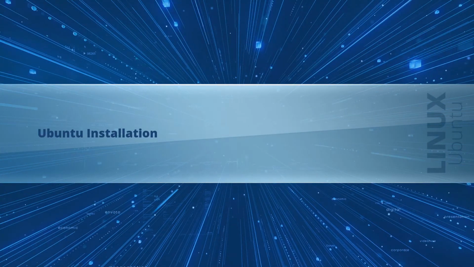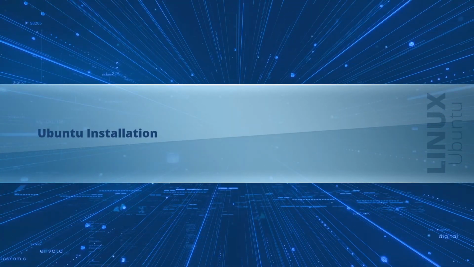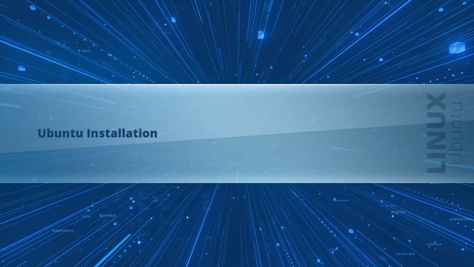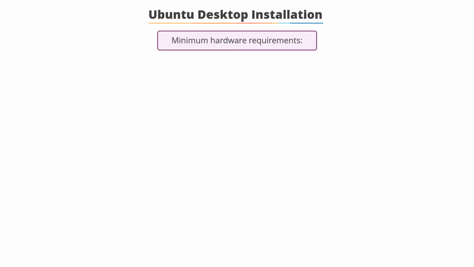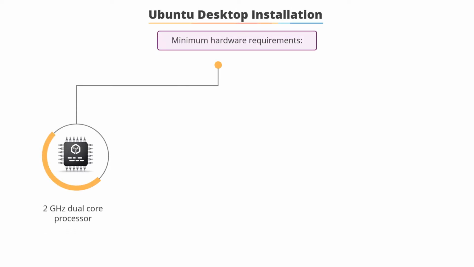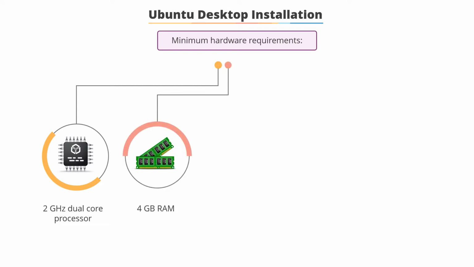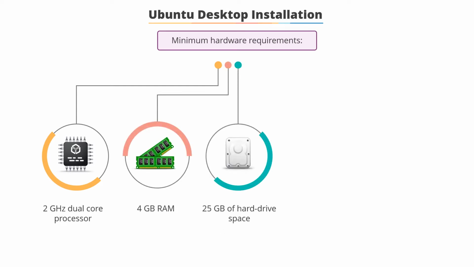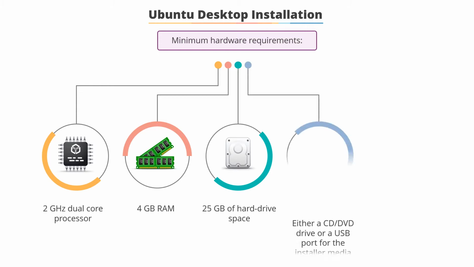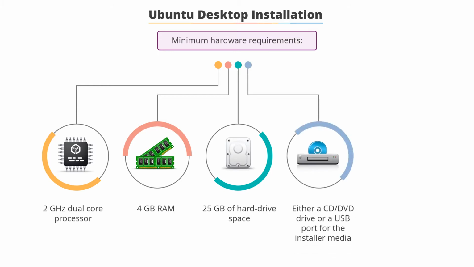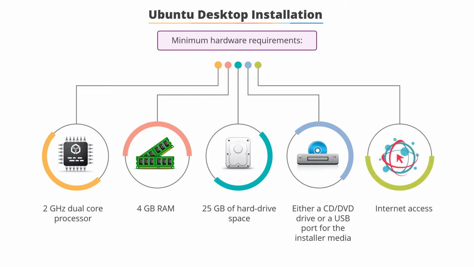Let us see how to install Ubuntu Desktop in your local systems. The minimum requirements to install Ubuntu are a 2 GHz dual-core processor, 4 GB of RAM, 25 GB of hard drive space, and either a CD, DVD drive, or a USB port for the installer media. Although not necessary, internet access is helpful.